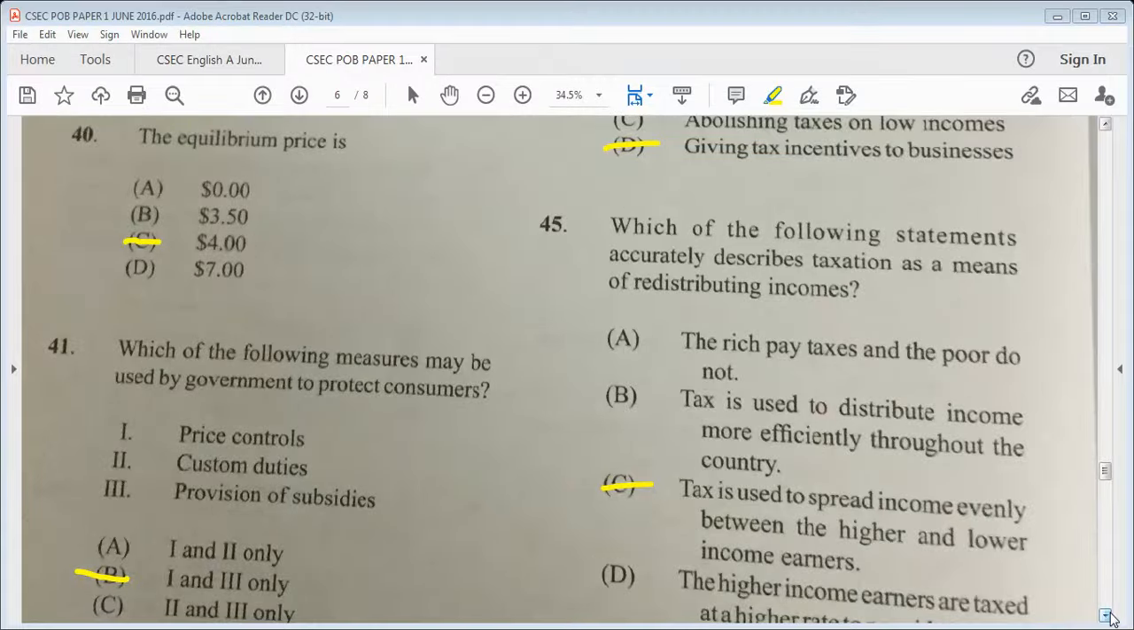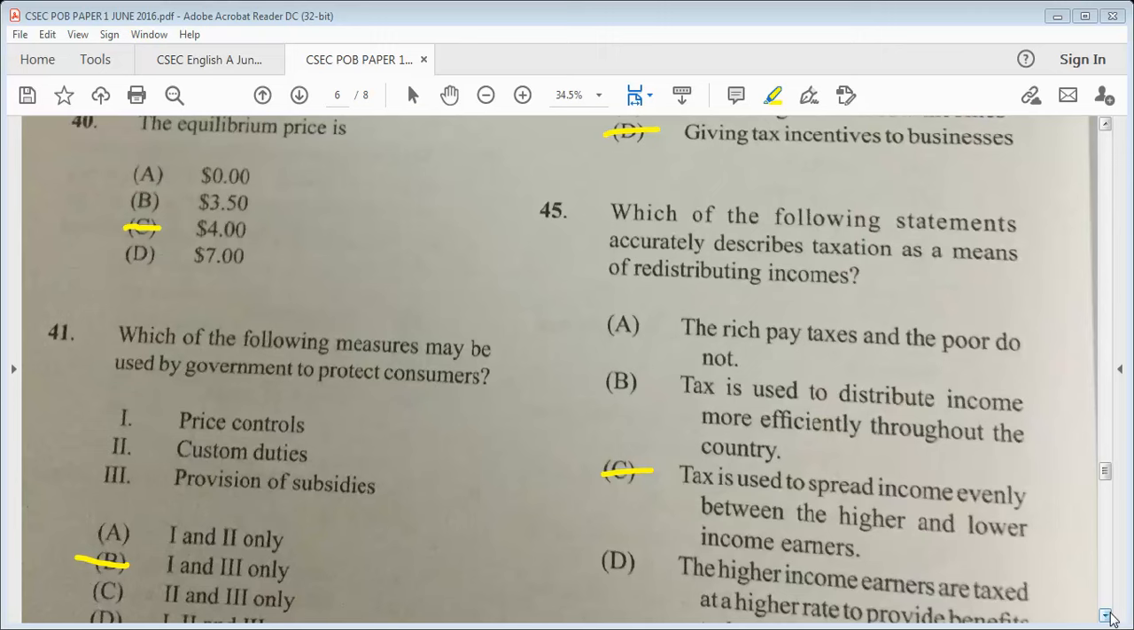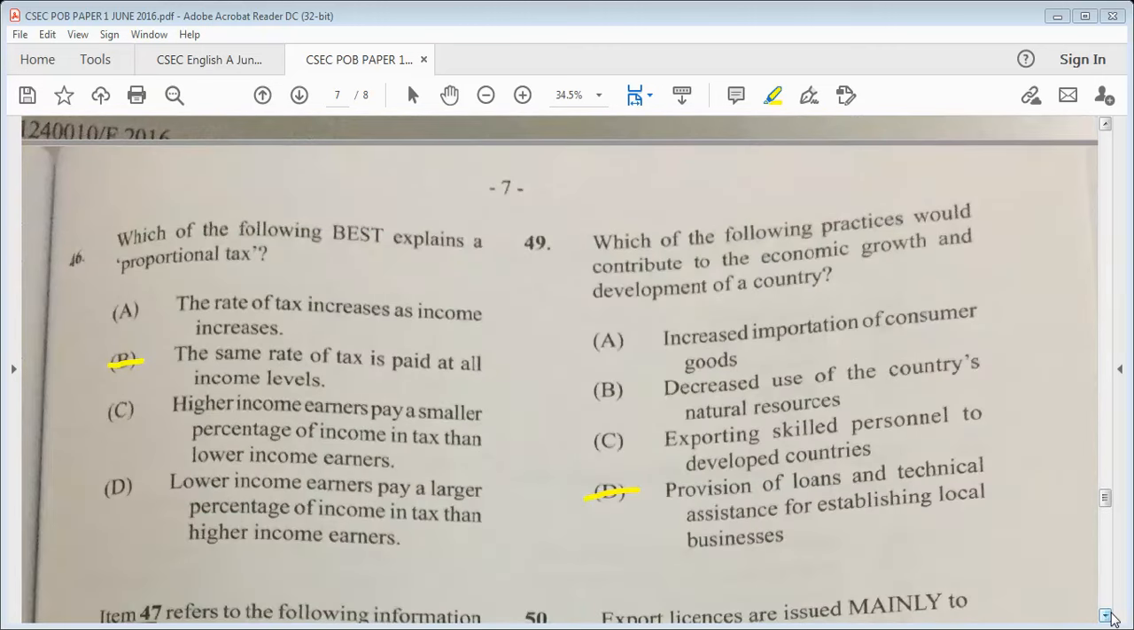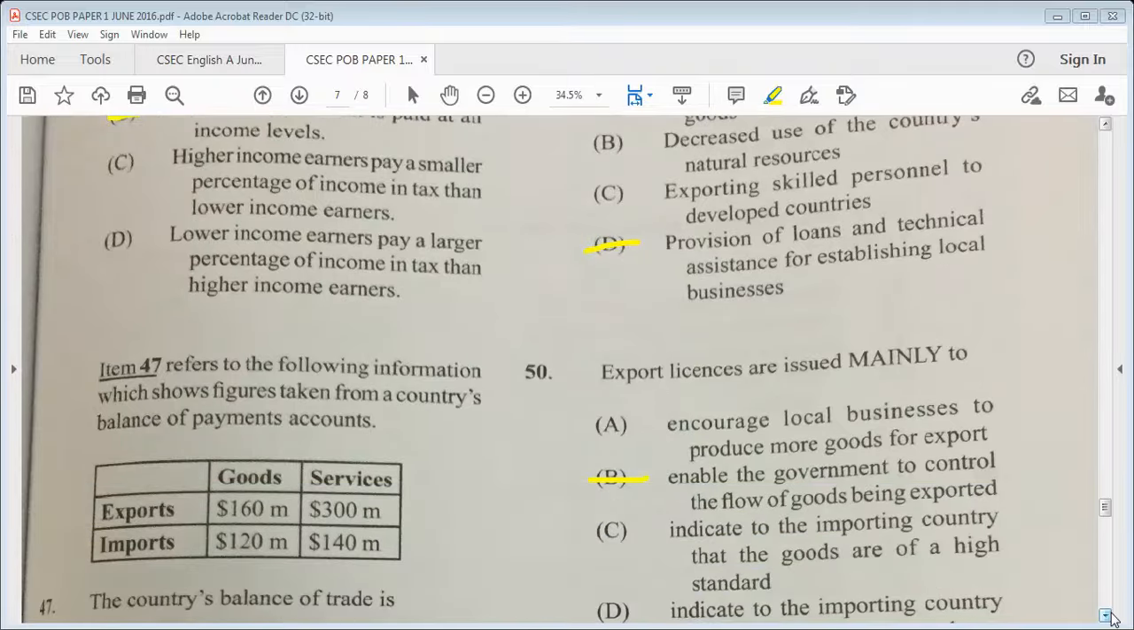45. Which of the following statements accurately describes taxation as a means of redistributing incomes? Our answer, C. Taxes used to spread income evenly between the higher and lower income earners. Let's go on to 46. Which of the following best explains a proportional tax? Our answer is B. The same rate of tax is paid at all income levels.